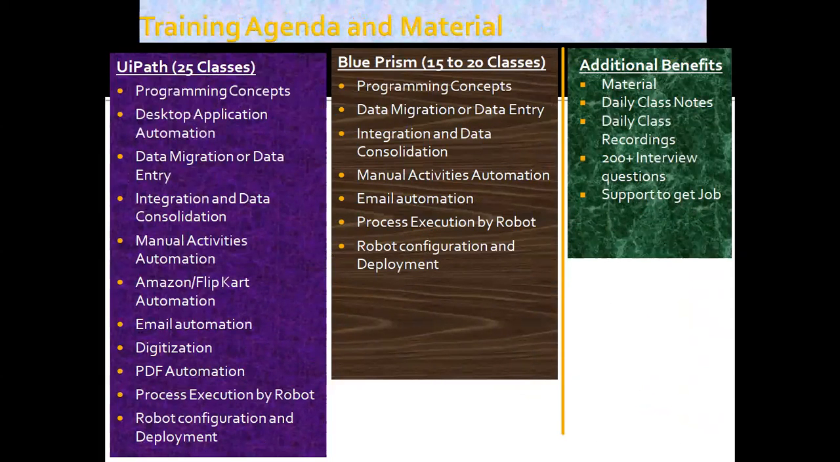At last, this slide is basically to cover what would be the training agenda and what I would provide at the end of the training. For UiPath it is around 25 classes, but in the last batch it reached around 30 because they came up with their own use cases as well, and I helped them build those use cases also. Along with the 25, around 5 more, so a total of 30 use cases I did in the last batch.